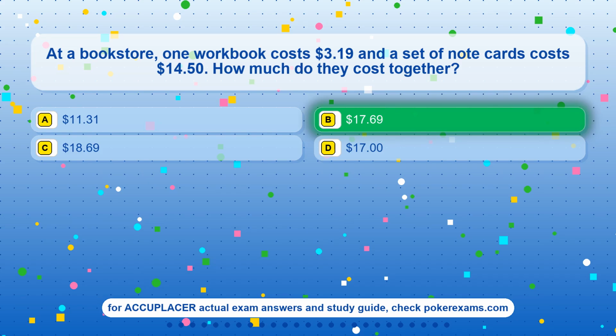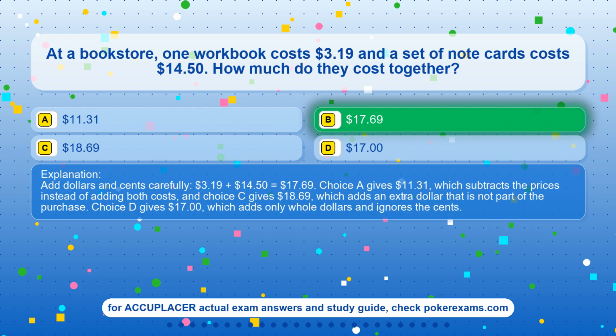The correct answer is option B, $17.69. Add dollars and cents carefully. $3.19 plus $14.50 equals $17.69. Choice A gives $11.31, which subtracts the prices instead of adding both costs, and choice C gives $18.69, which adds an extra dollar that is not part of the purchase. Choice D gives $17, which adds only whole dollars and ignores the cents.